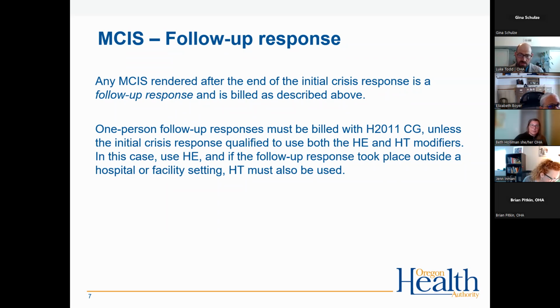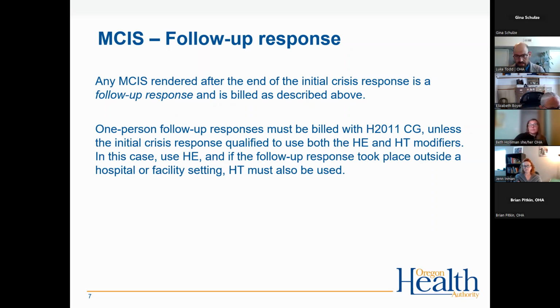unless, and here's the one caveat to all this, if the initial crisis response used the HE and HT modifiers, then a one-person response can use HE and bill at that higher rate. And then if the follow-up response took place outside a hospital or facility setting, you would also add HT. This is probably the most complicated little piece of the puzzle, this exception where you can get the higher rate for some one-person responses.